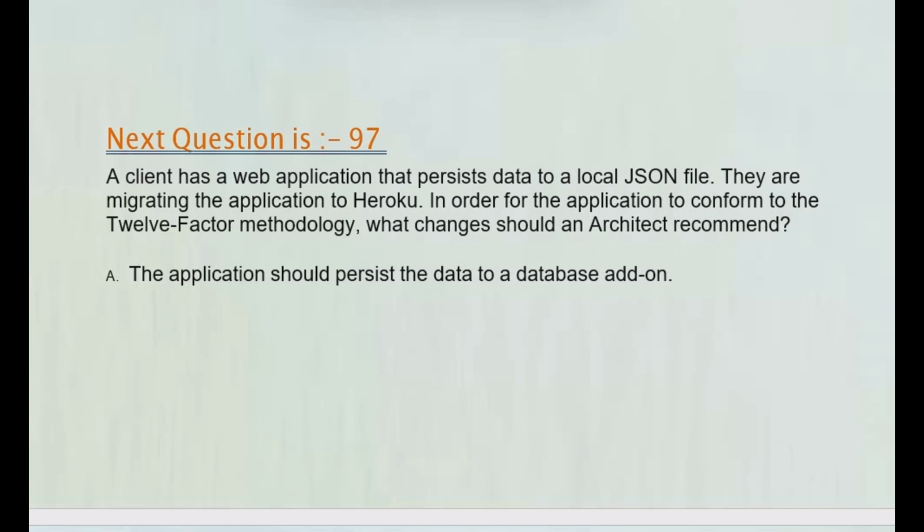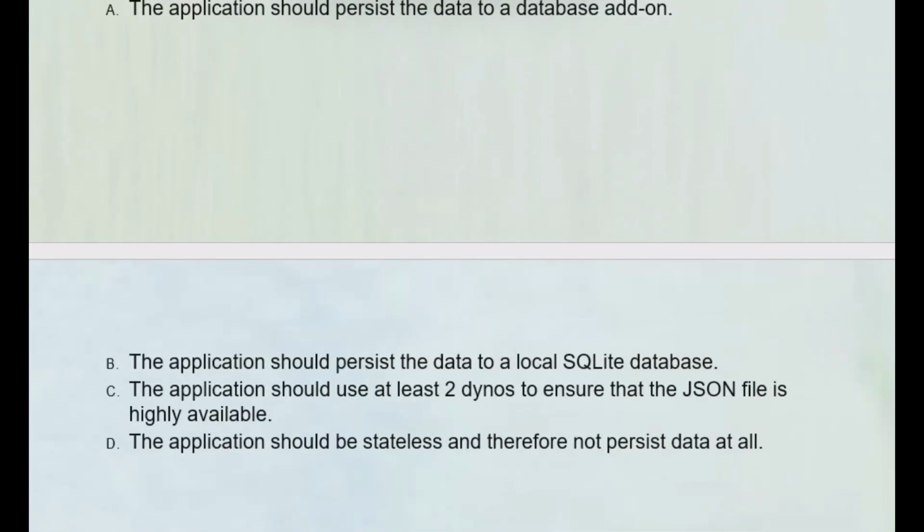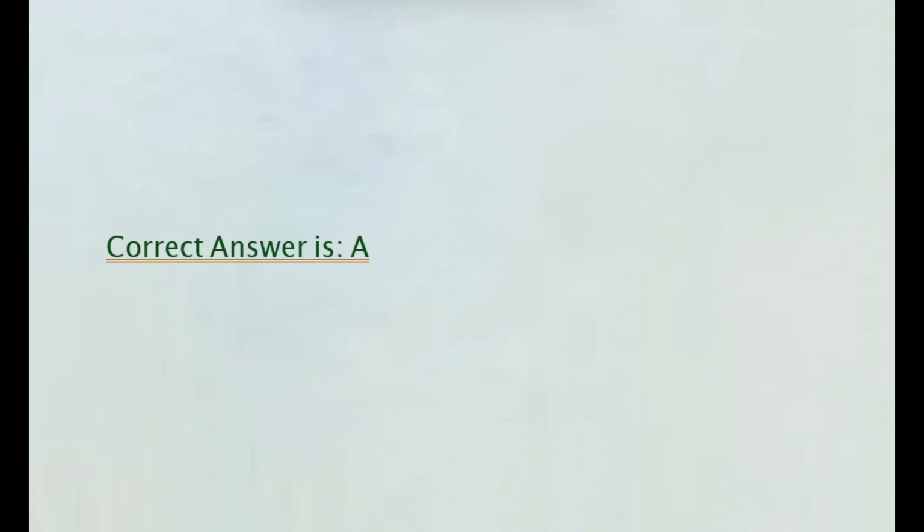Option A. The application should persist the data to a database add-on. Option B. The application should persist the data to a local SQLite database. Option C. The application should use at least 2 dynos to ensure that the JSON file is highly available. Option D. The application should be stateless and therefore not persist data at all. Correct answer is option A.